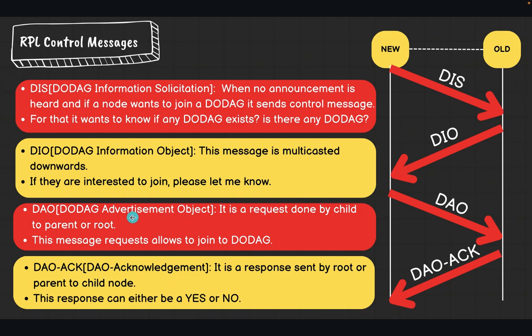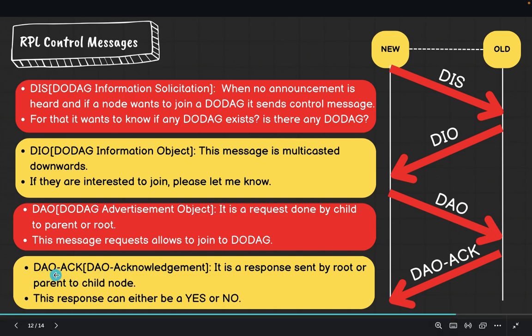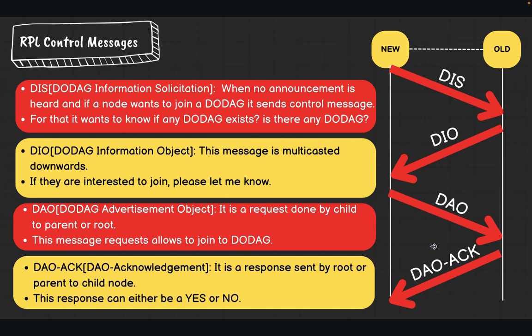And the next one is DODAG advertisement object, DAO. It is a request made by the child to the parent node. So it is the request made by the new node here in this figure to the parent, that is the old node. The last message is DAO ACK. It is the response sent by the old node, the parent, to the child node. This response can be yes or no. On the basis of these four control messages, the network will be formed in order to route the packet from one node to another node.